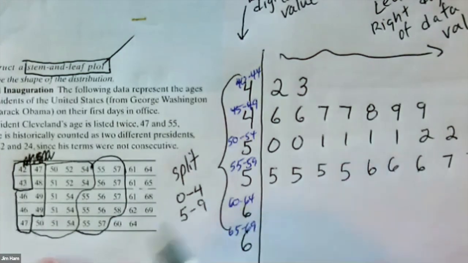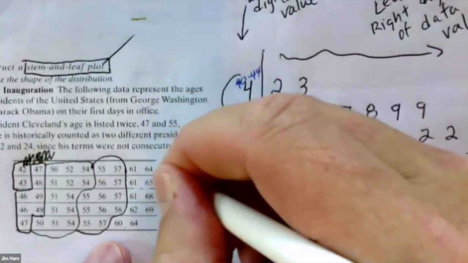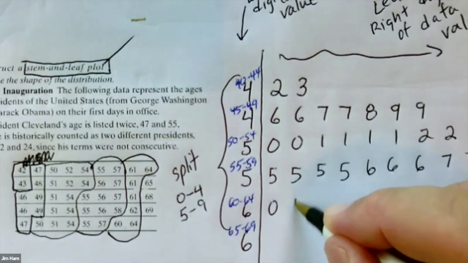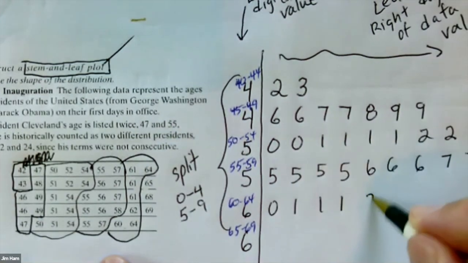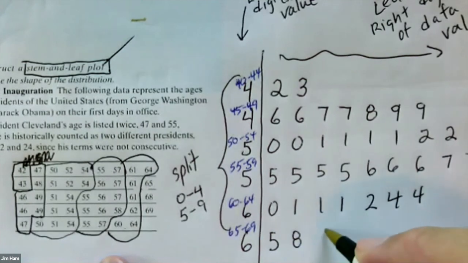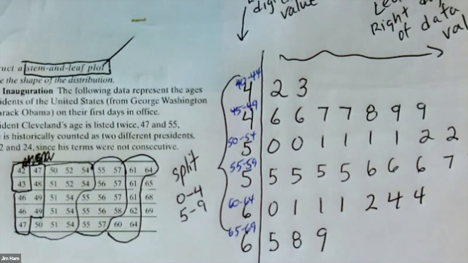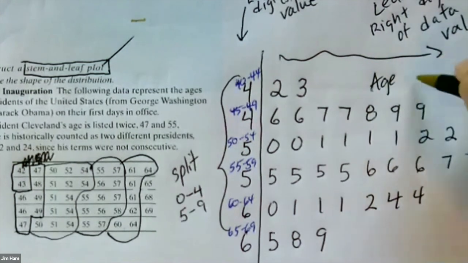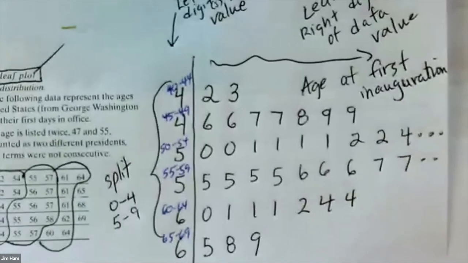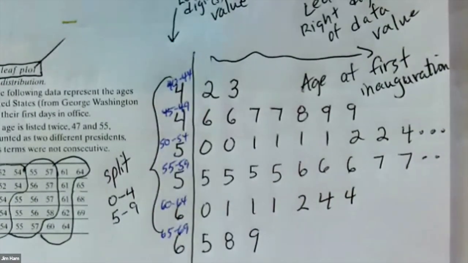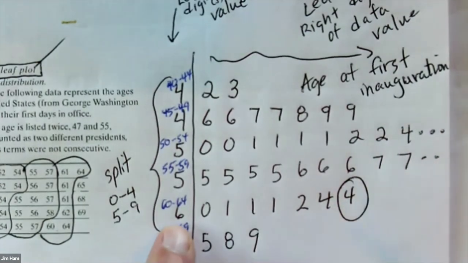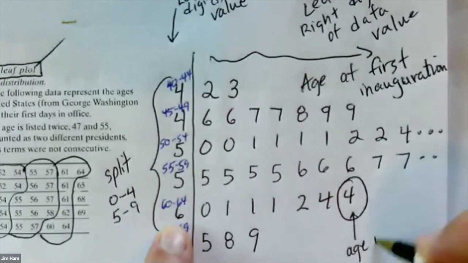All right, these last two won't be so bad. They're not as big, but we put all of these values in the next one. So 0, 1, 1, 1, 2, 4, 4, and then we have 5, 8, and 9. Be sure you include a title, age at first inauguration. And the beauty of this is we have every data value listed there. So if we selected this data value right there, what that means is that the age is 64.